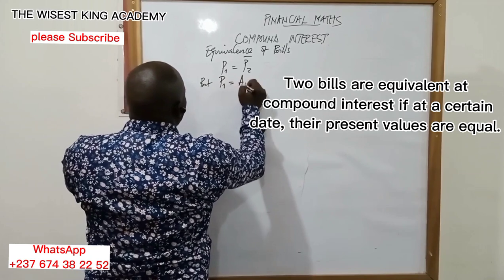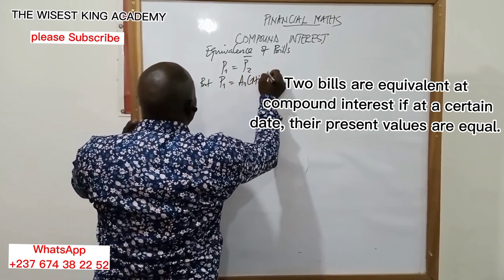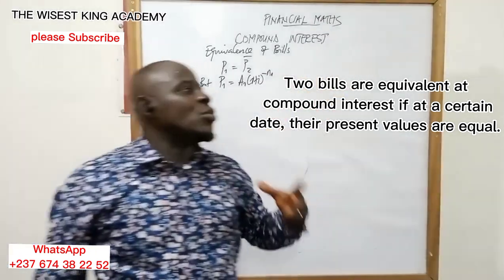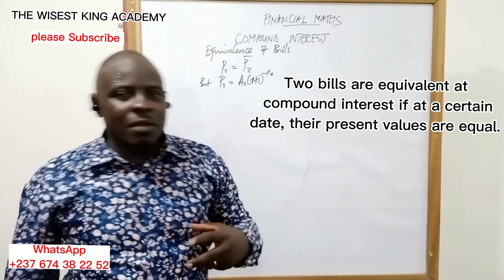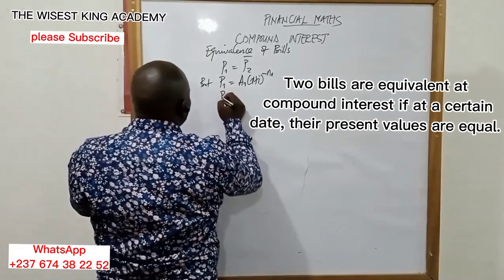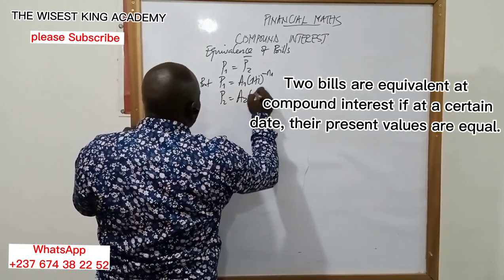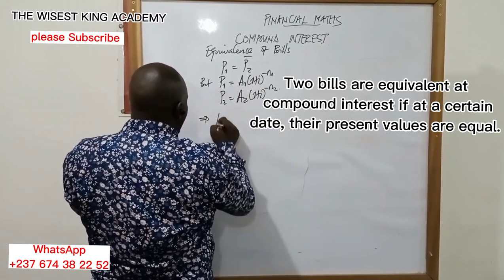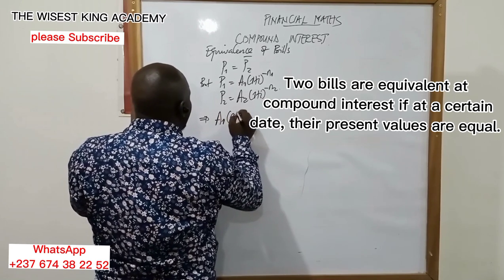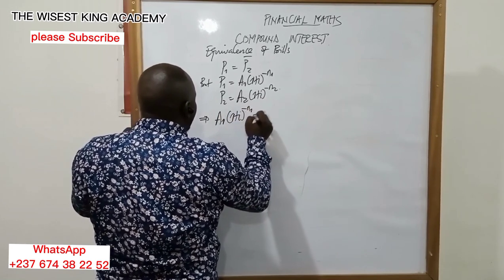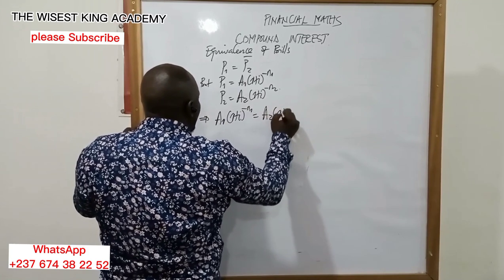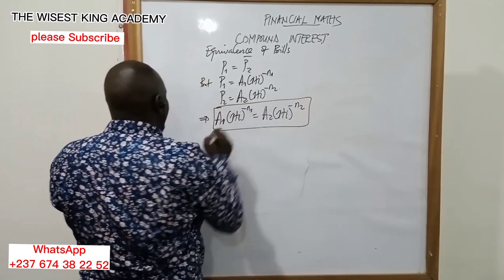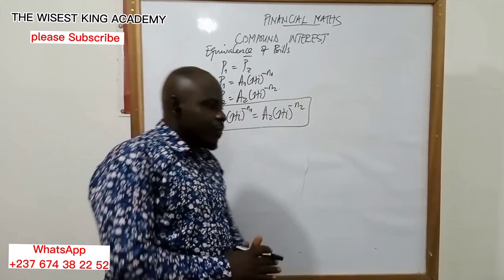P1 is equal to A1 into (1 plus i) raised to the power minus n1. Take note: to have the present value, we discount the acquired value. P2 is A2 into (1 plus i) raised to the power minus n2. Therefore, the present values are equivalent if A1 into (1 plus i) raised to the power minus n1 is equal to A2 into (1 plus i) raised to the power minus n2. This is the equivalence equation for two bills.